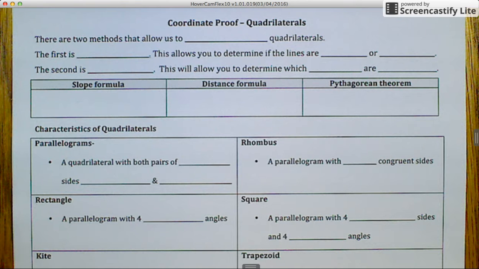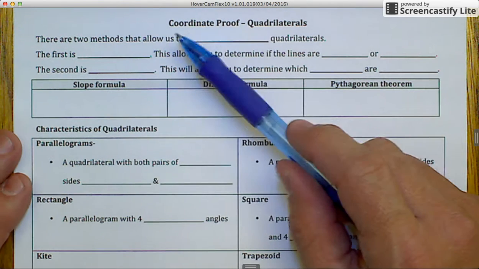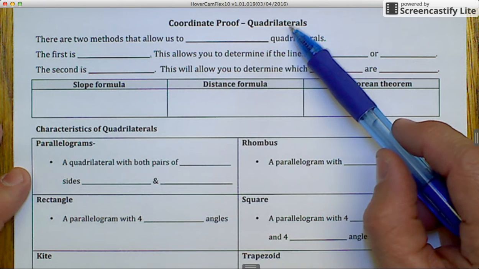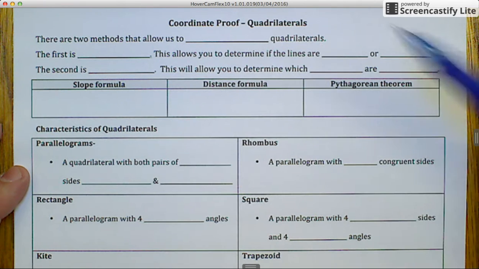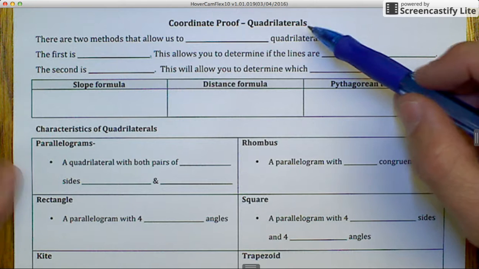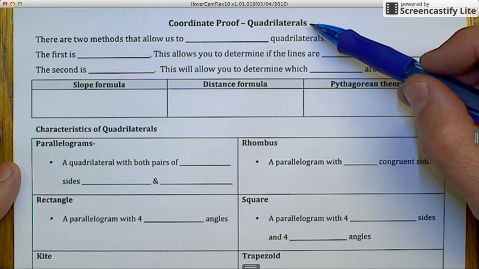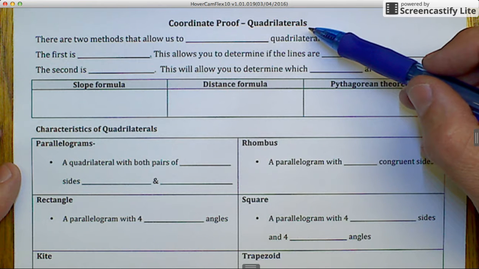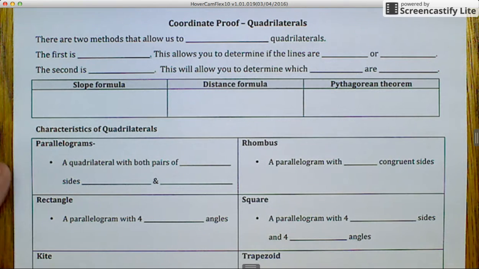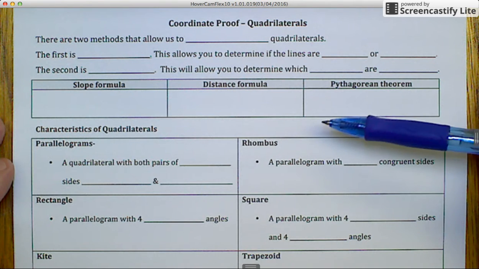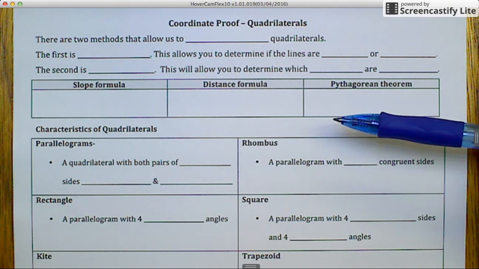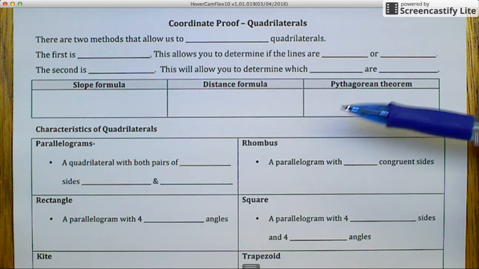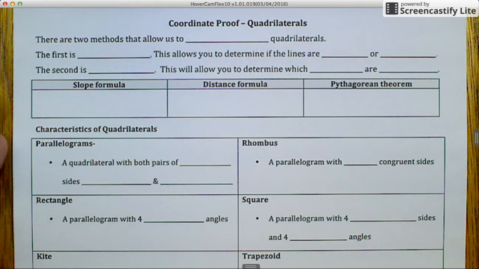Okay, welcome back. We are going to be talking about the coordinate proofs of quadrilaterals now. Yesterday we talked about the coordinate proofs of triangles. We did a right triangle, and then we did scalene, equilateral, and isosceles triangles. Now we're moving on to quadrilaterals. So let's get started. This is actually going to be a two-part video. The first part, we're going to go through what quadrilaterals are and what their characteristics are. And then in part two, we are going to do a couple of examples and walk through.